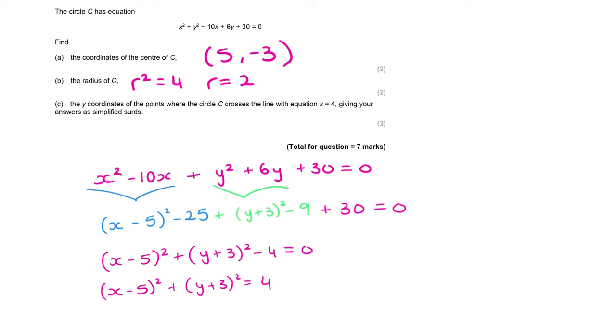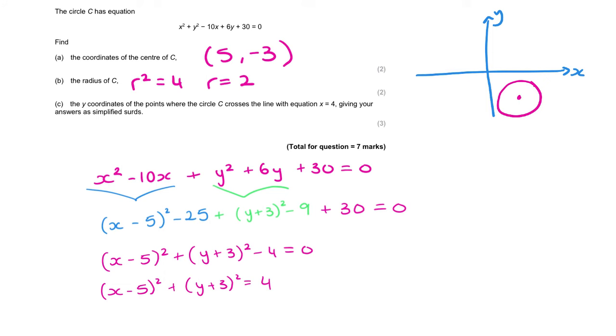So, the y-coordinates of the points where the circle crosses the line with the equation x equals 4. So, first of all, what do you think is my first step? I'm actually going to draw a picture. Okay, so you might do that. You might substitute straight away. I need to see what's happening. I like to draw a picture because I like to visualize what's happening. It takes a few seconds. We know this is 5, minus 3. And we know the radius is 2, so my circle is going to be here. Perfect, I've drawn a picture.